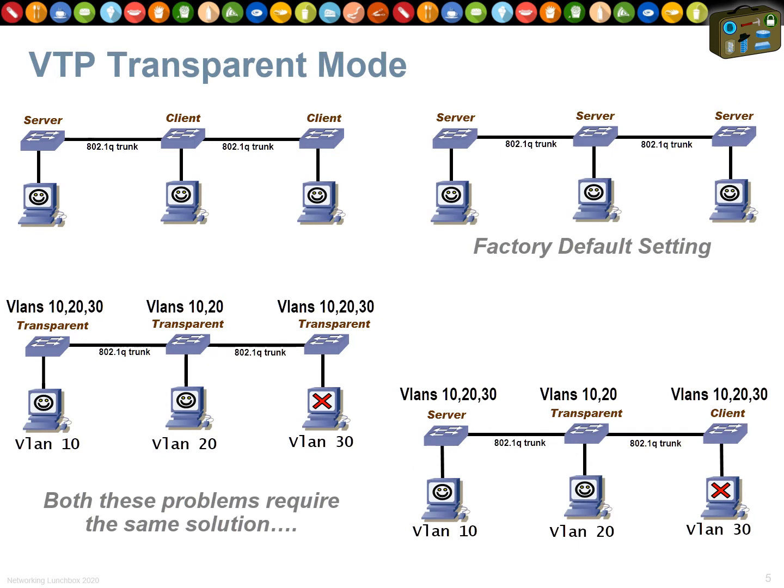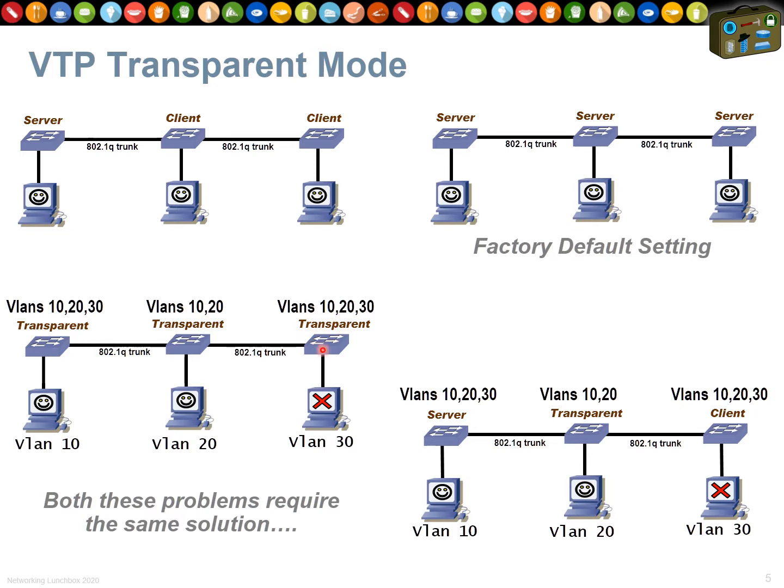So let's have a look at what makes this most important. Here we've got a server, a client, and a client, and we've got an 802.1Q trunk between them. They're all happy, they're all talking together. Here we've got a server, a server, a server, so all three of these switches can add, remove, delete, whatever they want to do, and everything's fine. And by the way, all switches are servers when they're factory default.